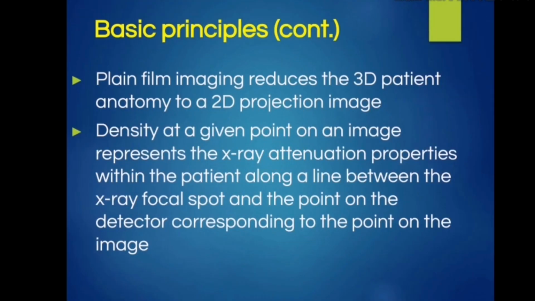Plain film imaging reduces the 3D patient anatomy to a 2D projection image. Density at a given point on an image represents the X-ray attenuation properties within the patient along a line between the X-ray focal spot and the point on the detector corresponding to the point on the image.